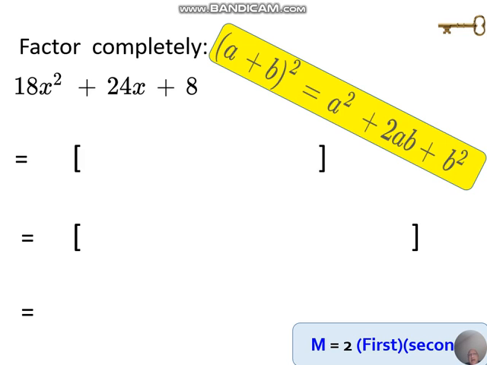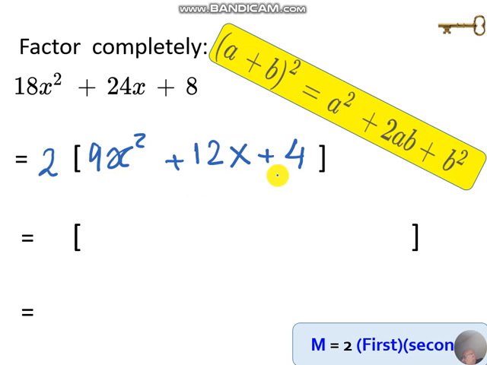What is the common factor in this trinomial? 2 is the common factor. And here it becomes 9x squared. If I divide 24x by 2, I get positive 12x. If I divide 8 by 2, I get plus 4.